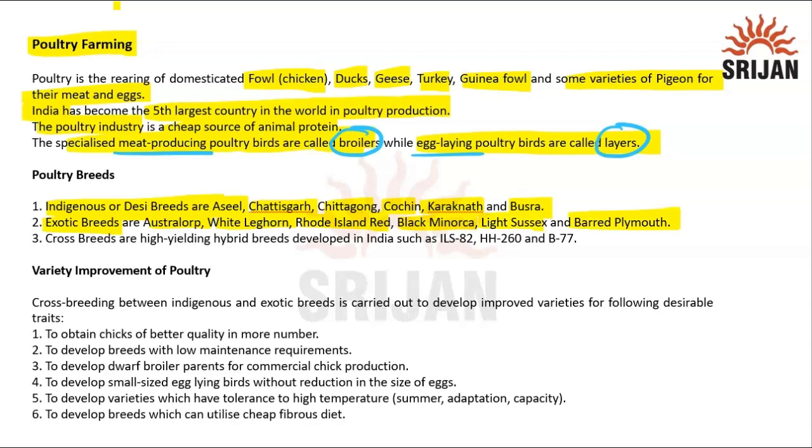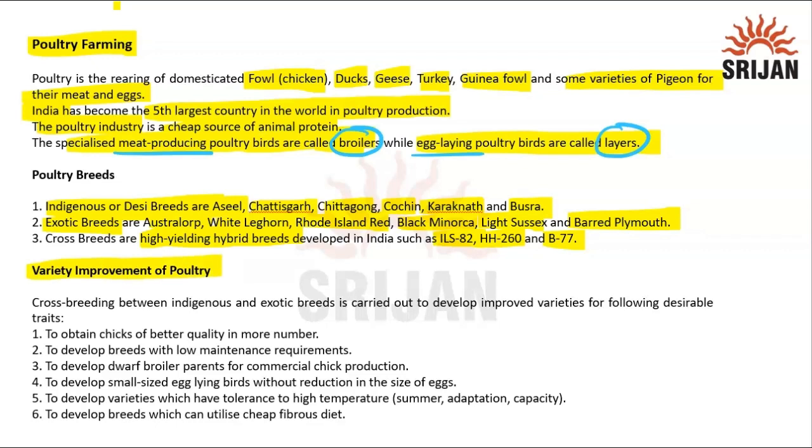And right now we are utilizing a lot of crossbreeds as well, by crossing the indigenous and the exotic breeds. Examples of them are ILS 82, HH 260, and B77. These select the best categories of breeds from both indigenous and exotic, and let them cross, so that your cross will produce high yielding hybrid breeds.